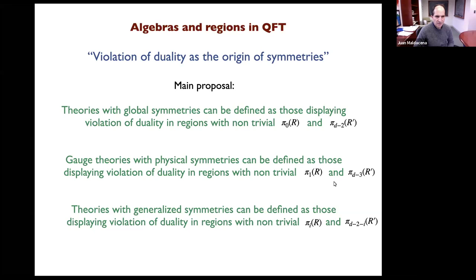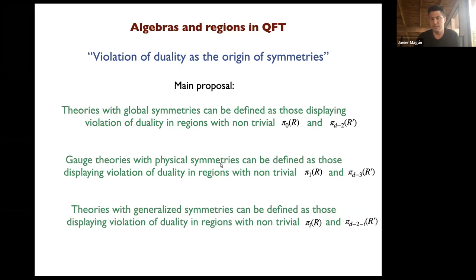Sorry to interrupt, but instead of theories, do you mean theories with one form symmetry? Yeah, well, we are going to arrive to that. Thank you for the question. With gauge theories, I mean gauge theories with physical symmetries, I would say, let me say for the moment, it's gauge theories with one form symmetries, yes.